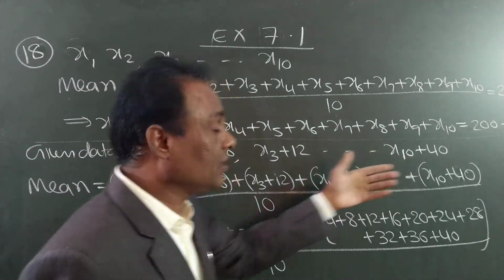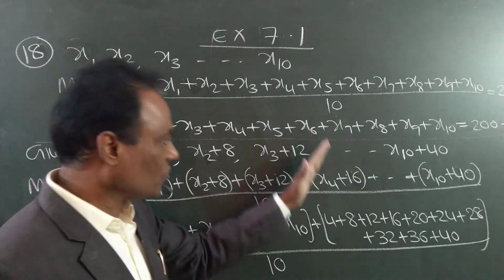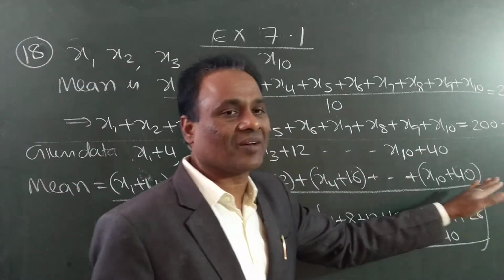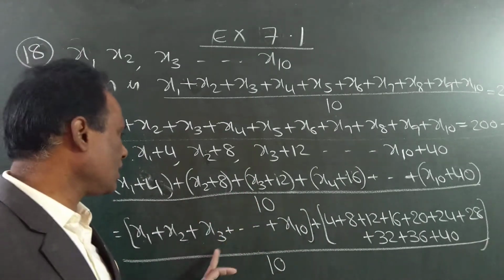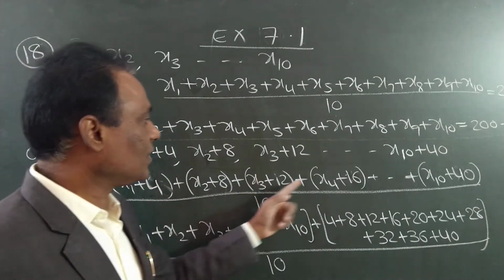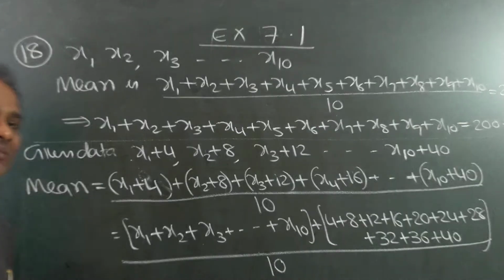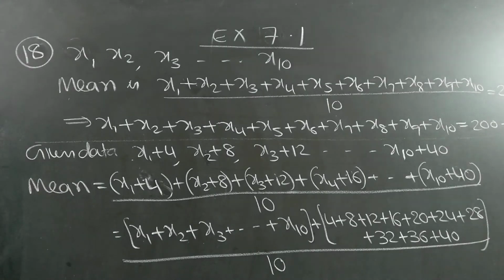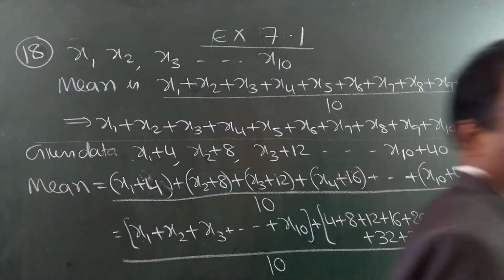How to find the mean? So first number plus second number plus third number plus fourth number plus last 10th number, by how many numbers? 10. X1 plus X2 plus X3 plus X4 plus all X10. 4, 8, 12, 16 up to 40 separately. Write down, students. Write down up to here. See, I will rub it and I will continue. So first write down up to here.